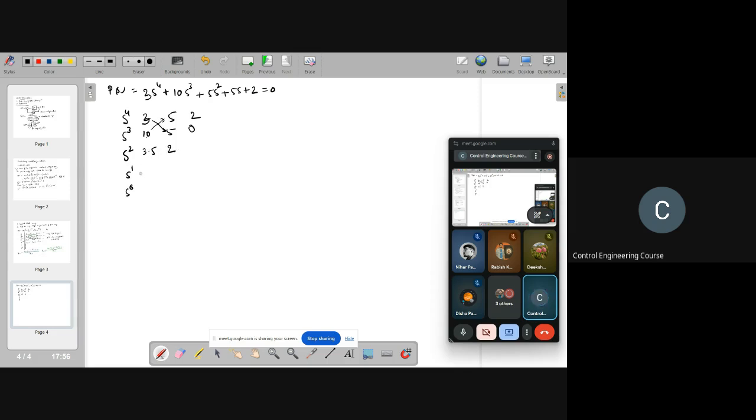Then for s1, you need to do the same thing. 3.5 into 5 minus 10 into 2. That means 17.5 minus 20 divided by 3.5. And this will be 0. Then this is 2. Okay. So here this 17.5 minus 20 will be equal to minus 2.5 by 3.5. That means there is a sign change from here to here and from here to here. That means there are two sign changes. That means there are two poles on the right half of the S plane. So the system is unstable.